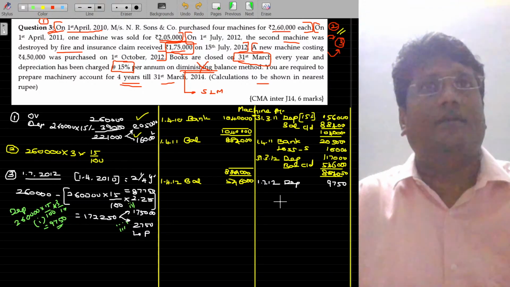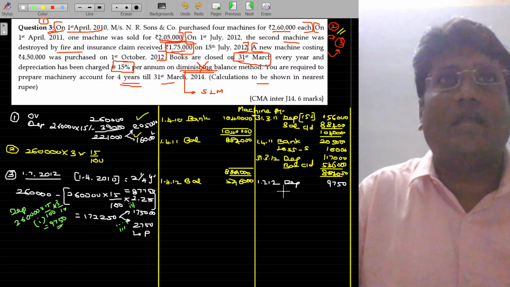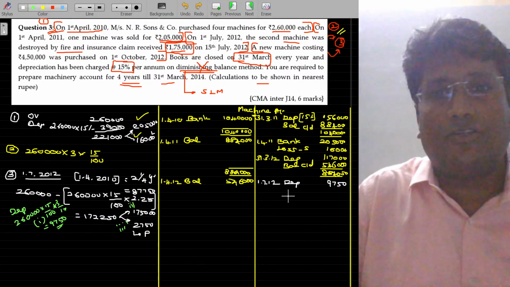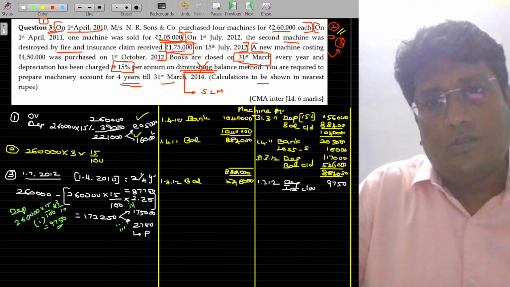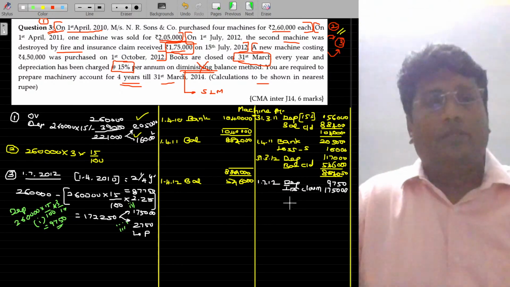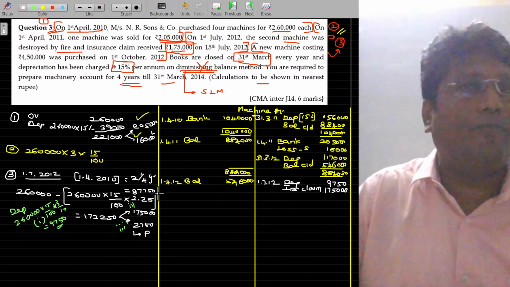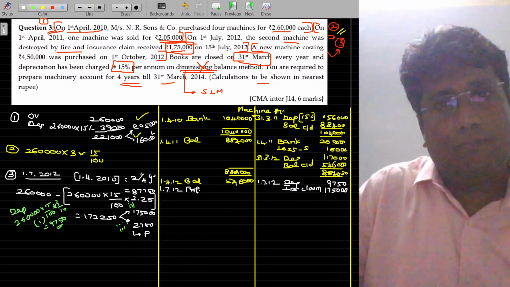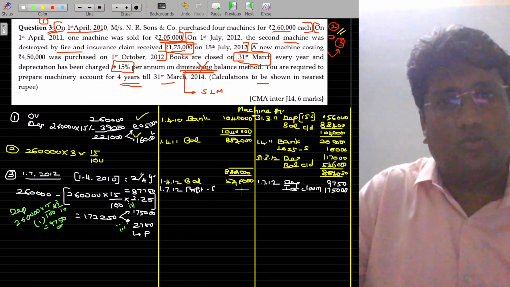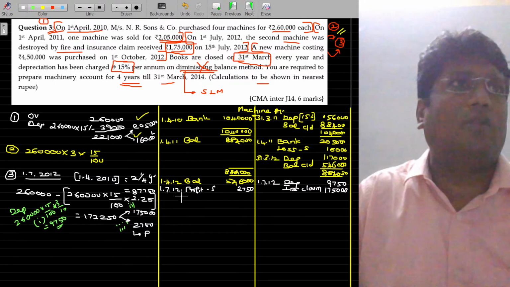On 1st July, we requested the insurance claim, accepted for 1,75,000. Anyhow, it's received on 15th July, so I assume this is due. So the due entry is passed: insurance claim account, the insurance claim receivable is 1,75,000. In this scenario, I enjoyed the benefit, so it should be posted on the debit side. Then profit on sale, the value being 2,750. Is that okay?